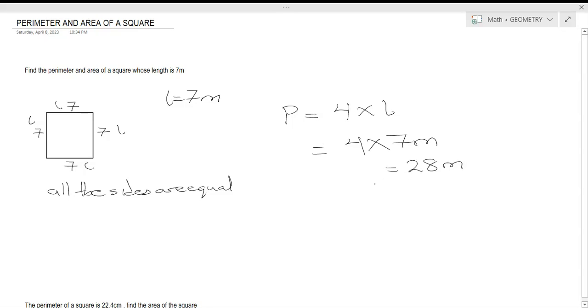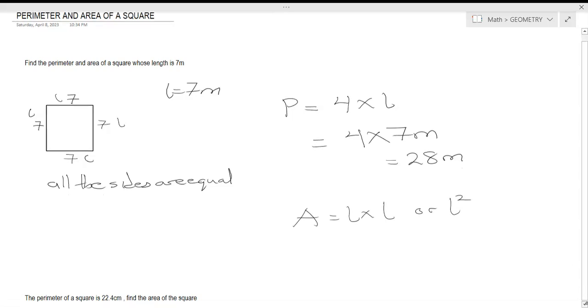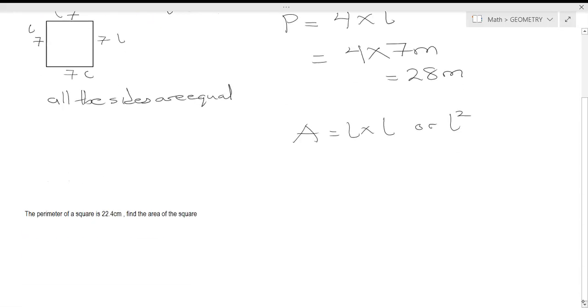And how about the area? The area of a square would be just L times L. We can just say L squared. The area of a square is L times L or L squared. So that would be 7 times 7, which would equal 49 meters squared.